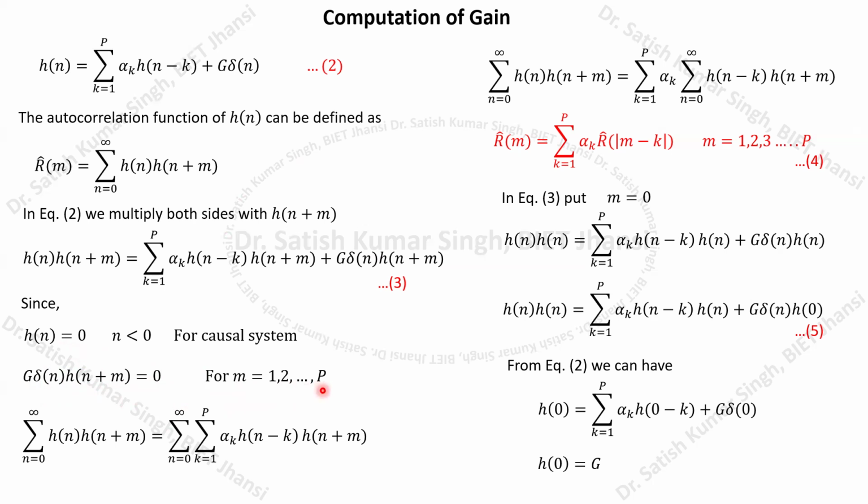In this case, what happens if you take the summation on both sides of equation number 3 with respect to n, from n equals 0 to infinity? On the right hand side also I have taken the same summation, and assuming this range of m, this term on the right hand side will become 0, by following this property. So we got this equation. If we further solve, we are just rearranging the summation, changing the order of summation. First we sum over k equals 1 to p, writing alpha k outside the second summation, and then n equals 0 to infinity of h[n minus k] into h[n plus m].